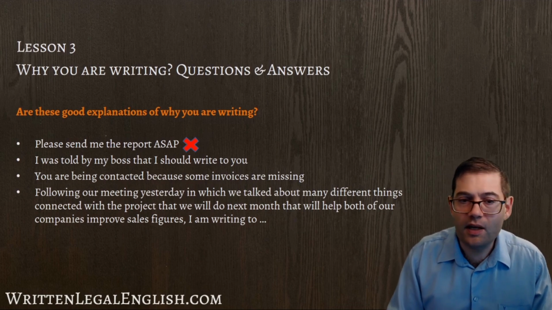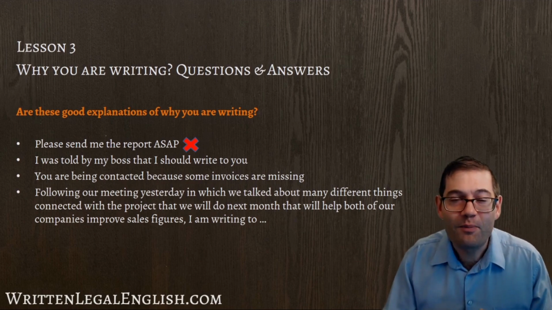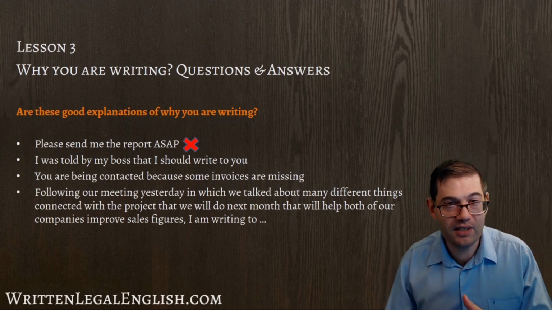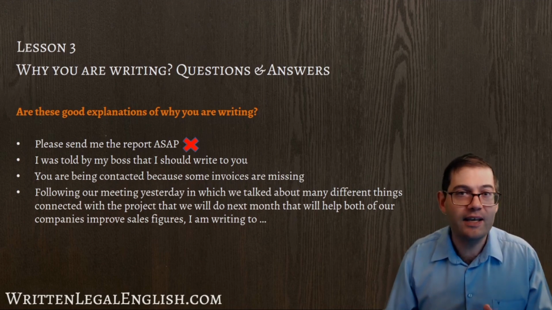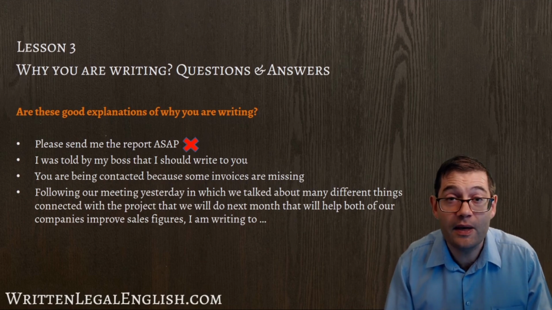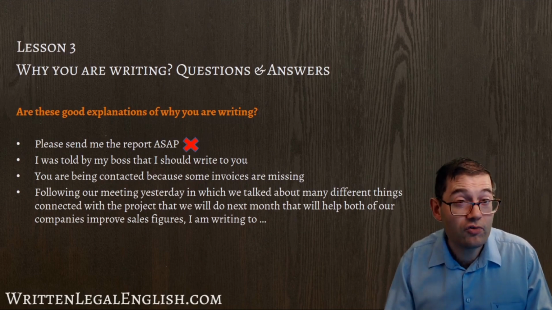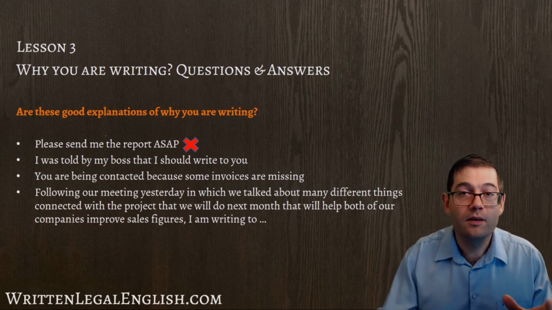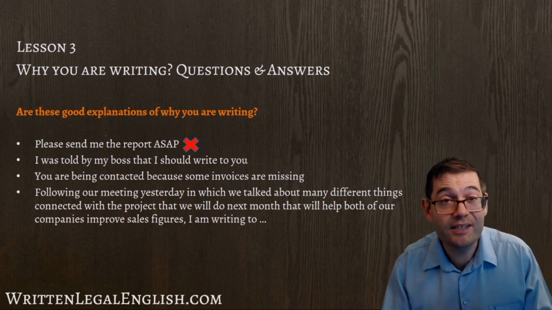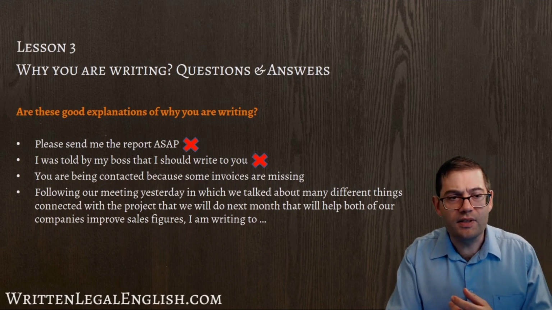The next one. I was told by my boss that I should write to you. Well, yes, you're explaining why you're writing, but it doesn't sound very good to me if I'm reading this. It sounds as if the boss is making you write this email and that you don't want to write this email. If you want me to react positively to your email, then you've got to make that explanation a positive explanation, or at least neutral. I am writing because is positive or neutral. I am writing because I was told to write. This is a negative, this gives me a negative picture. So I'll put a cross there.